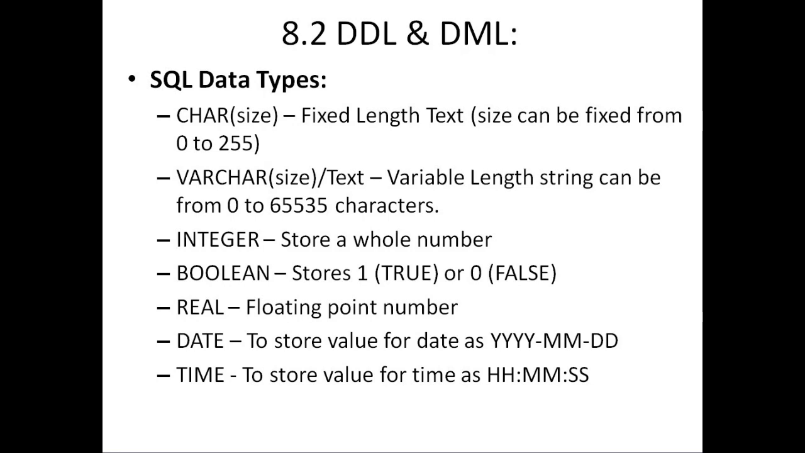Then we have boolean, which stores 1 as true or 0 as false. Then we have real, the floating point numbers, the date to store values for date, and time to store values for time. There can be multiple formats for date and time. So these are the data types which you need to remember for your AS level chapter number 8.